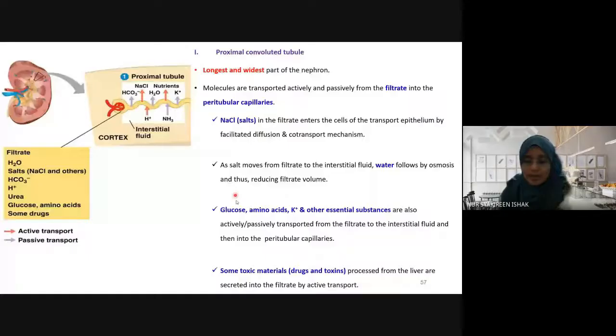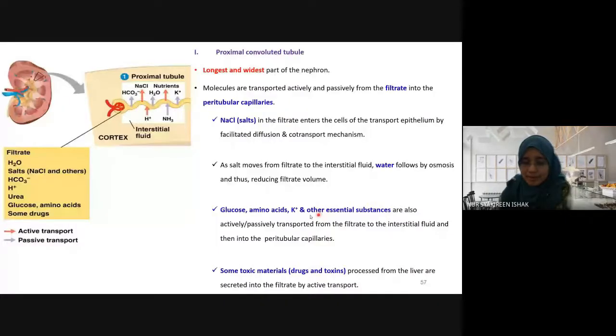Okay. So glucose, amino acids, potassium and other essential substances are also actively or passively transported from the filtrate to the interstitial fluid and then into the peritubular capillary. So remember, peritubular capillary are the blood vessels, okay, blood capillaries that surrounds proximal tubule and also distal tubule. Okay, so these are the substance that will be reabsorbed. Reabsorb maksudnya masuk balik ke dalam blood flow. Okay, blood flow in the peritubular capillaries.